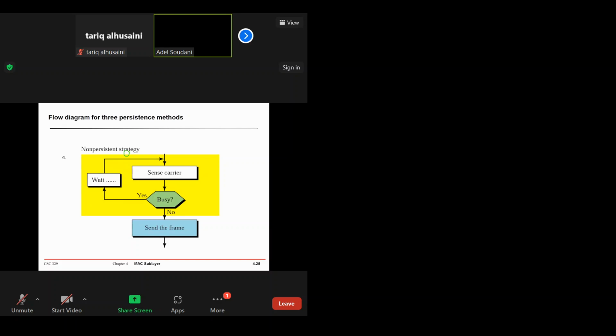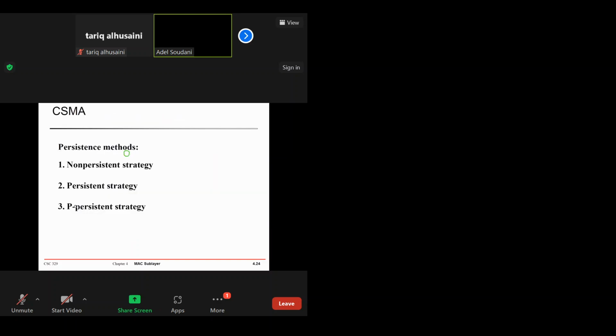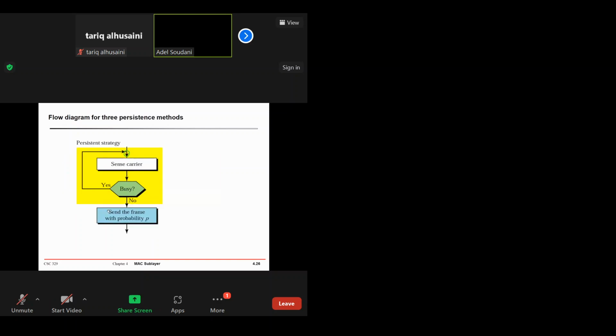Now, the third method that is applied for the verification of the availability of the channel is what we call the p-persistent strategy. It combines the two methods. In depth, it is using what we call a persistent strategy, so we continue checking the availability of the channel until we get sure that the channel is free. But if the channel is free, we have to apply a probability at the output of the machine to verify whether one machine is eligible to send the frame or not. That's exactly what you see here, but we'll explain it later on.